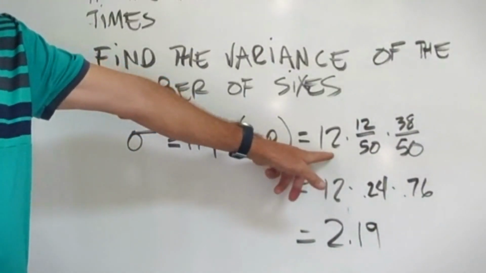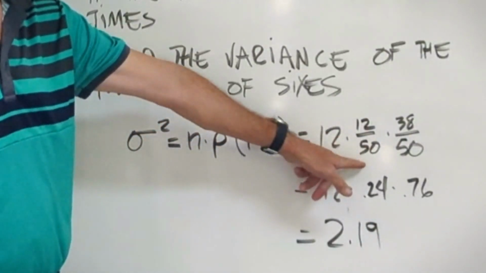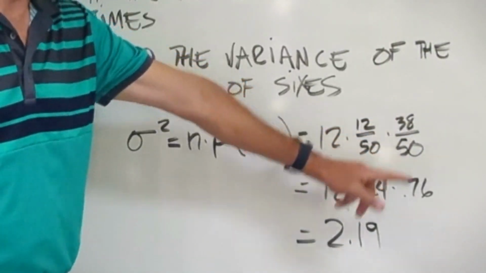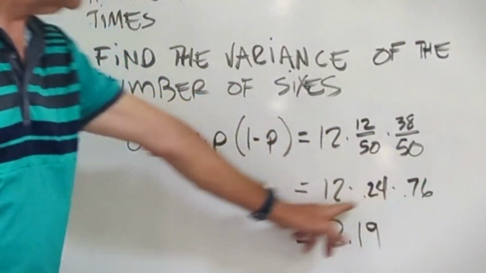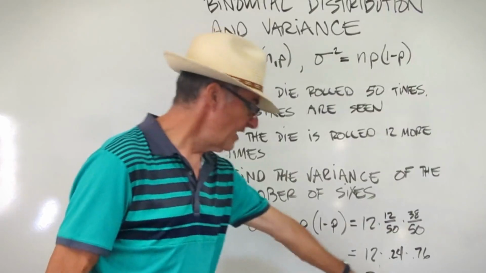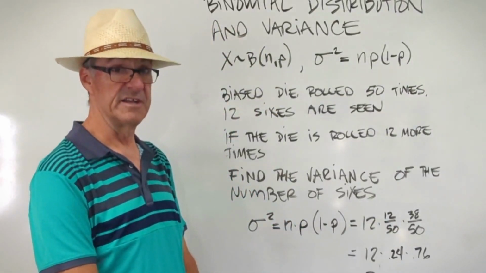Here's our n, we're rolling it 12 more times. Here's our probability of success, and here's our probability of failure. So I'm just converting those to decimals before I put them in my calculator, and I get 2.19 for my variance.